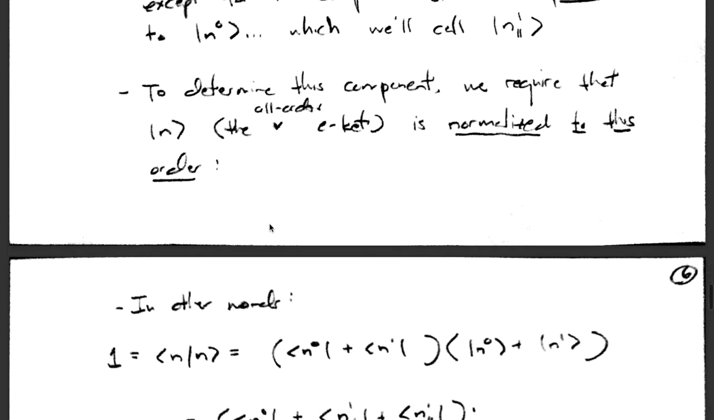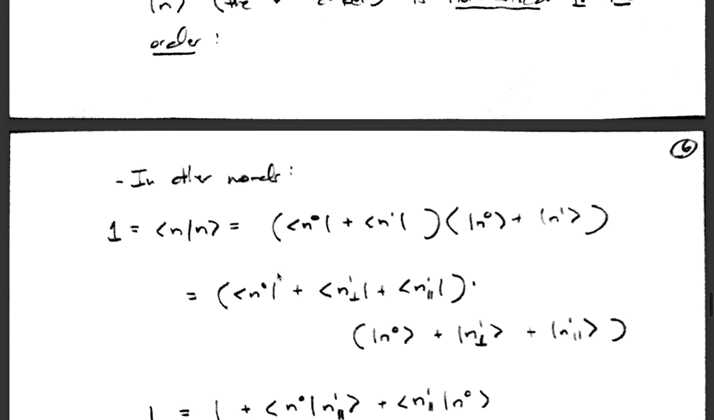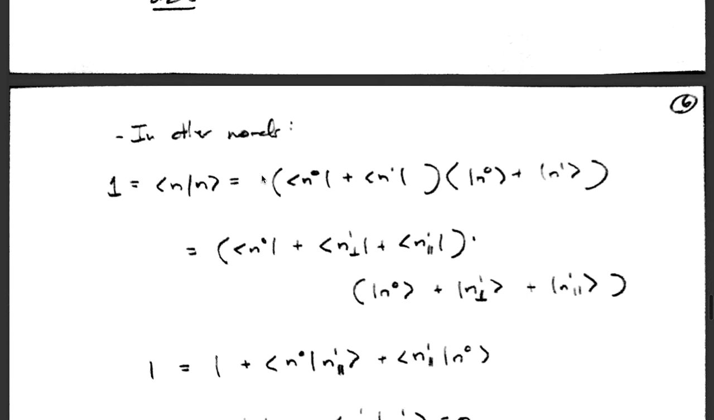normalized to this order. In other words, what I mean here is that when I take n and sandwich it with n, we're assuming that these are normalized. And I realized after looking at this that I have a typo: when I expand to first order, I should have a factor of 1 over square root of 2 in front of both of these terms. So the overall factor should be 1/2. Okay. So that's what we have.